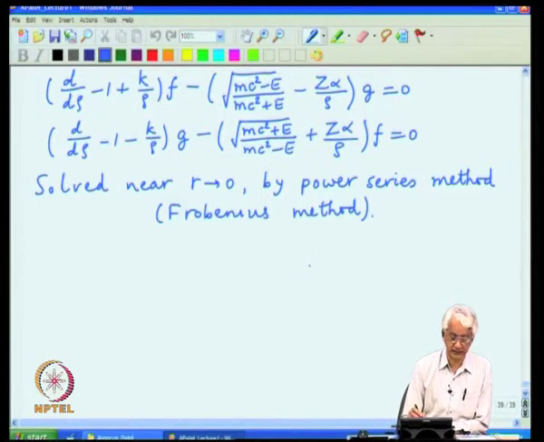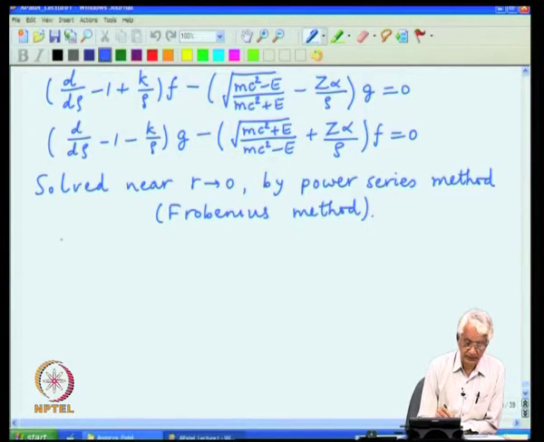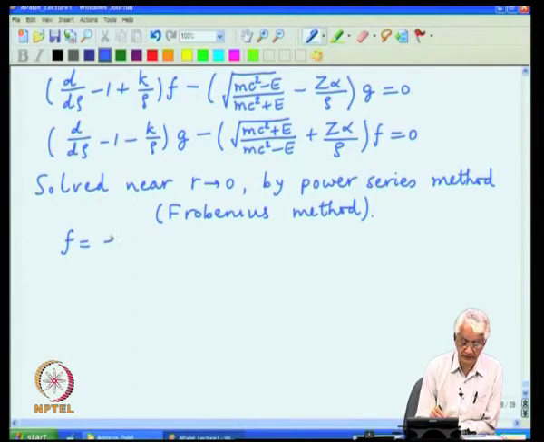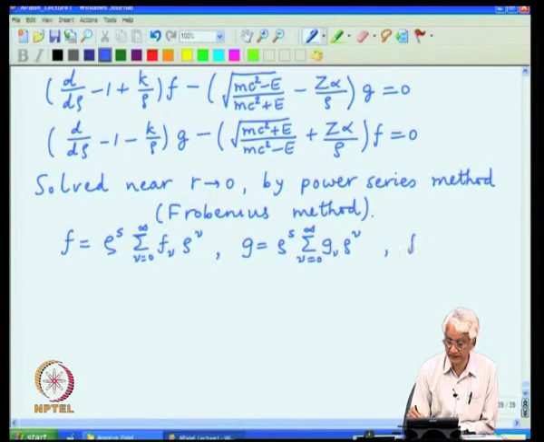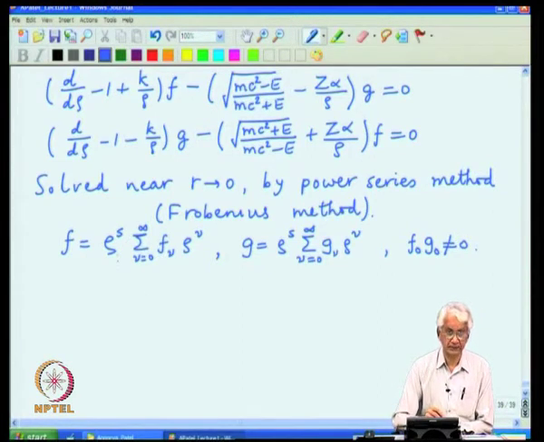So, the Frobenius method is written by a convention where the function f is some power of the coordinate multiplied by a series, and we will use the series where the leading term is always non-zero.